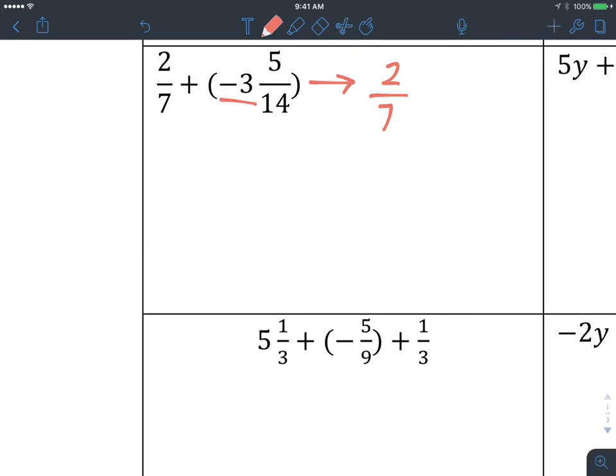We do have to get rid of this whole number of negative 3, though. So I'm going to take the denominator, multiply it by 3, which will give me 52, and then add that 52 to the 5, which is going to give me 57. So it's going to be plus negative 57 over 14.